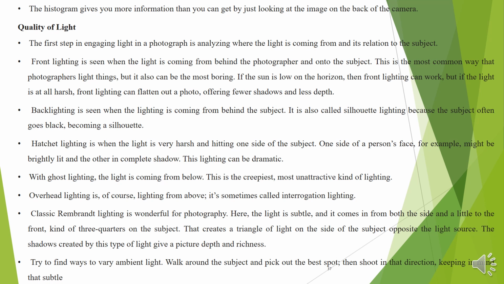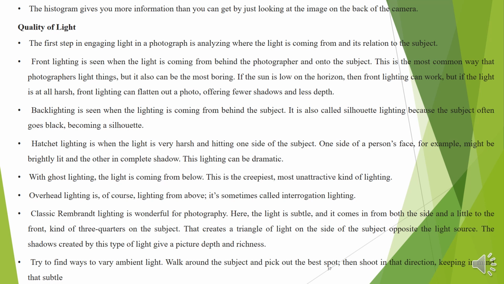Classic Rembrandt lighting is wonderful for photography. Here the light is subtle and it comes in from both the side and a little to the front, kind of three quarters on the subject. That creates a triangle of light on the side of the subject opposite the light source. The shadow created by this type of light gives a picture depth and richness.